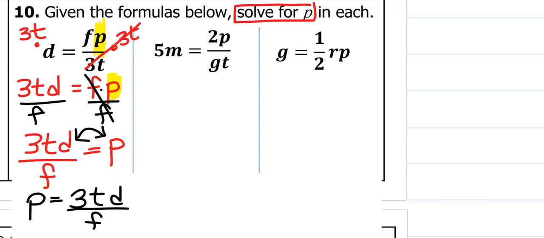Okay, so notice all we did was rearrange the formula, undoing the multiplication and the division so that we can get our variable by itself. Let's try it again with our second problem here in the middle. Again, we're trying to get P by itself. It's being multiplied by 2 and then divided by G times T. Like I said, I like to get rid of the denominator first. So to get rid of GT, we're going to multiply both sides by GT.